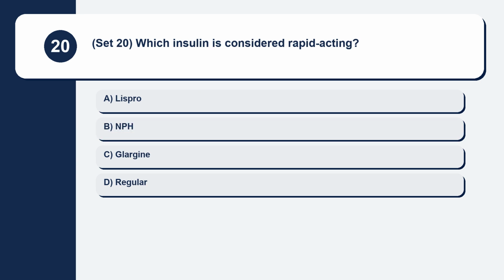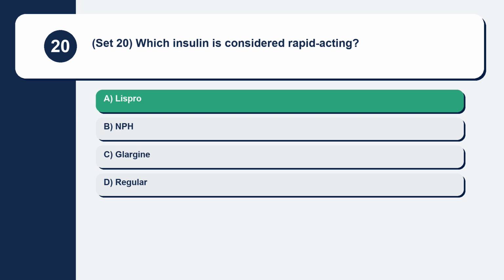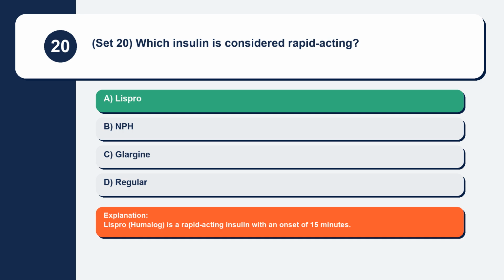Question 20, Set 20. Which insulin is considered rapid-acting? Lispro, NPH, Glargine, regular. Lispro, Humalog, is a rapid-acting insulin with an onset of 15 minutes.